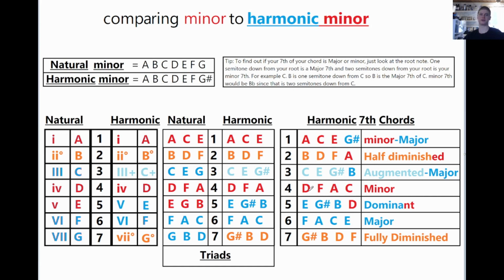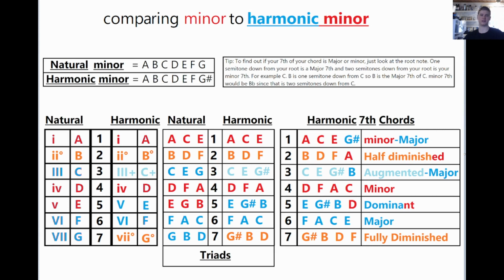Chord 4 is a minor 7th chord, which is the same in the natural minor scale and harmonic minor scale. Our chord 5 becomes a dominant 7th chord, and this is because E, G sharp, and B now create a major triad. E and D is a minor 7th. So that's the nature of a dominant 7th chord, is having that major triad and then that minor 7th on top of it. This is compared to a minor 7th chord in the natural minor scale.